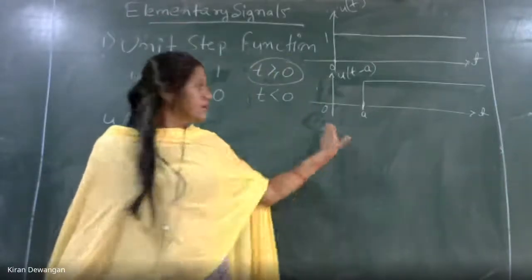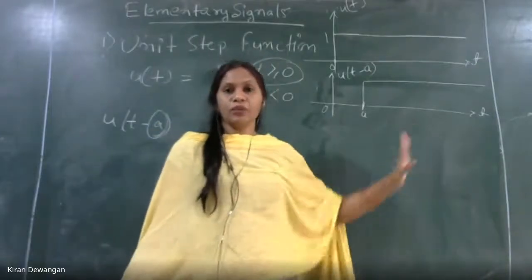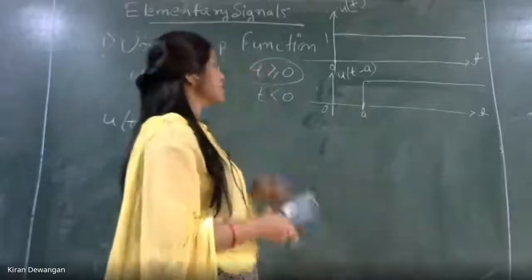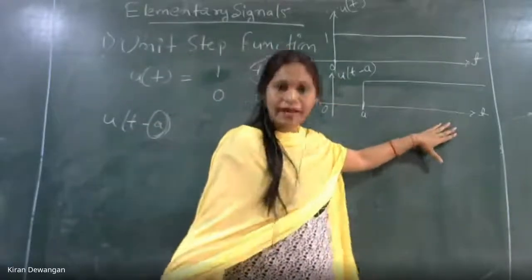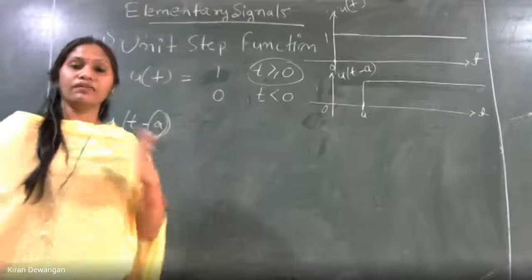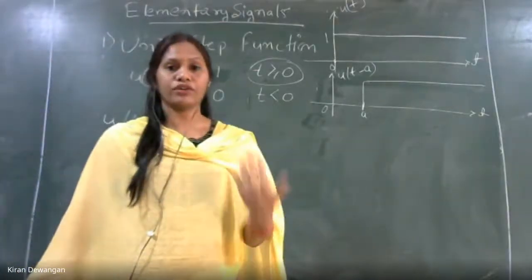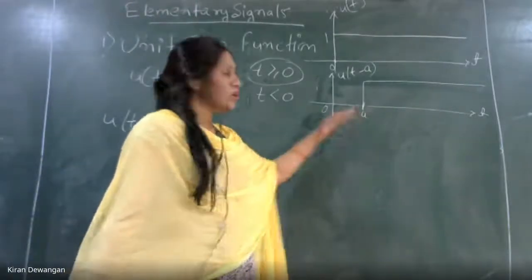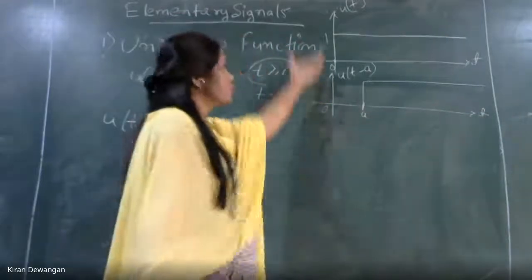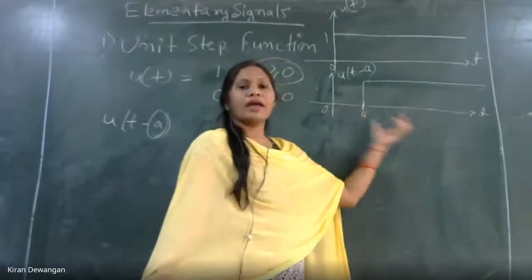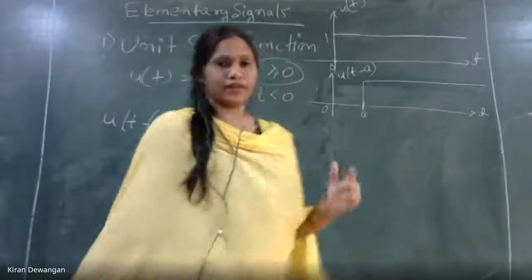Is this clear? Is the plot clear to everyone? Anyone has any doubt in the plot? If you have any doubt in the plot, tell me quickly. Clear, ma'am. Clear now? Clear, right? u(t minus a) will be shifting towards the right. a is any positive value. It could be any value like 1, 2, 3, 2.5, 3.5, 6.7, any value. And if it is a positive value, it is shifting towards the right. This plot is shifting towards the right by a.